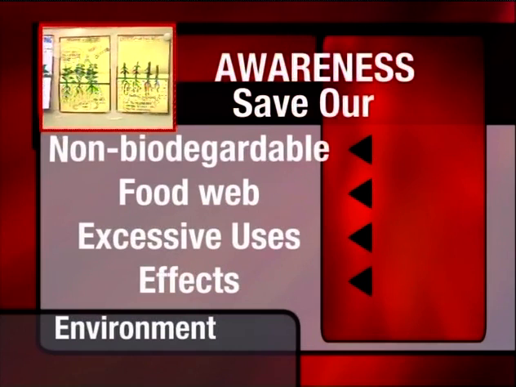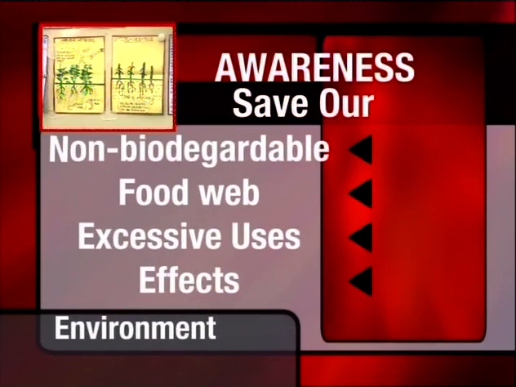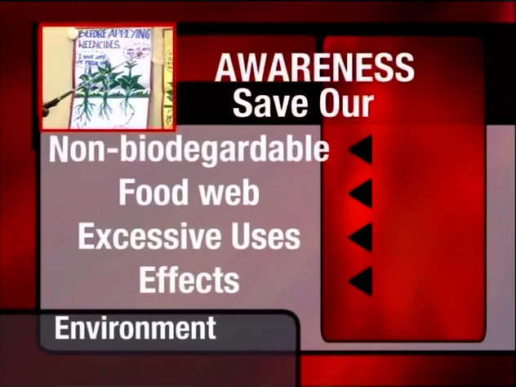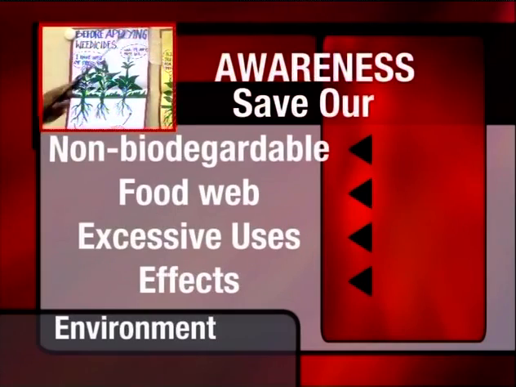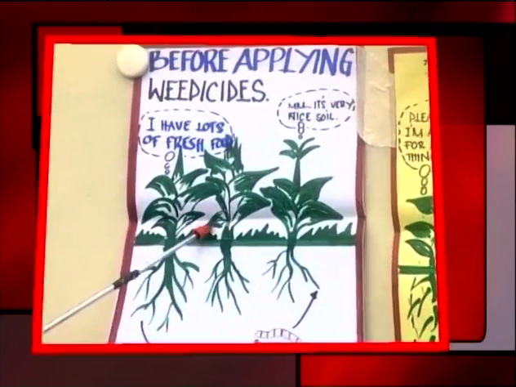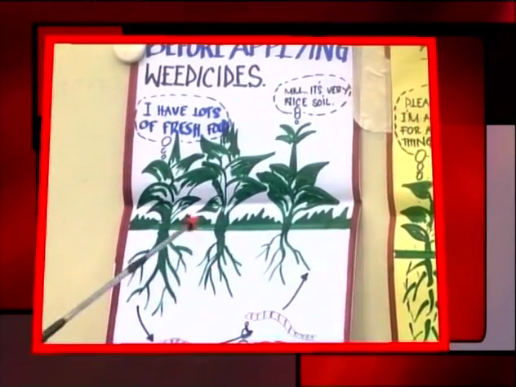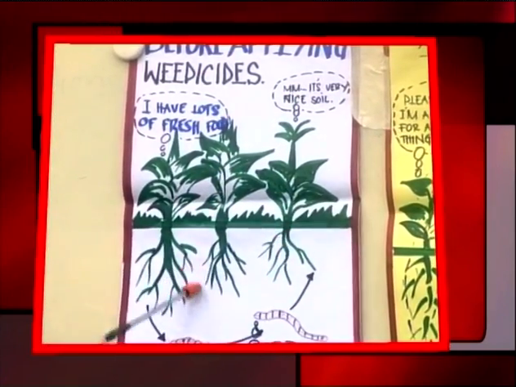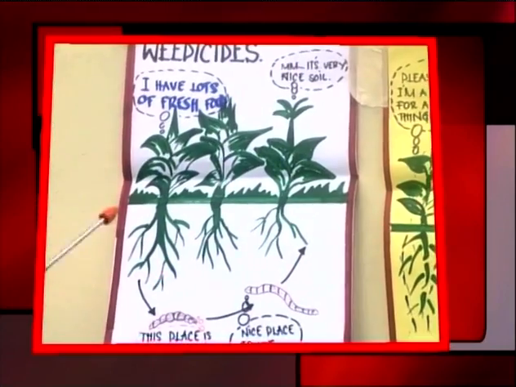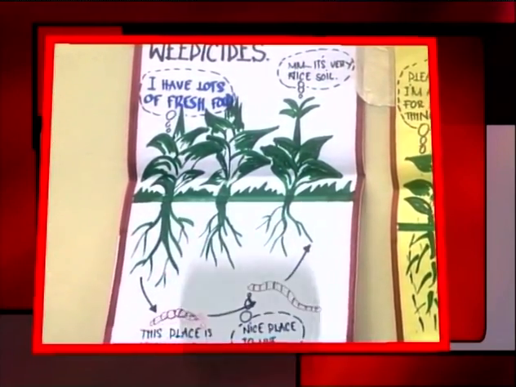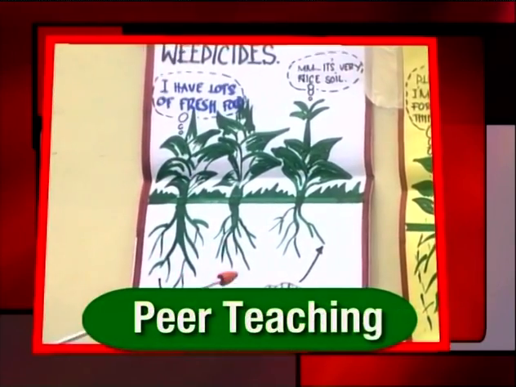Okay, first, our picture here shows just before applying the weedicides. Before the farmer applies the weedicides, a chemical used to kill weeds, the plants or the grass grow healthy, and you see the color of their leaves is green, and they produce good nutrients. These organisms live in the soil.